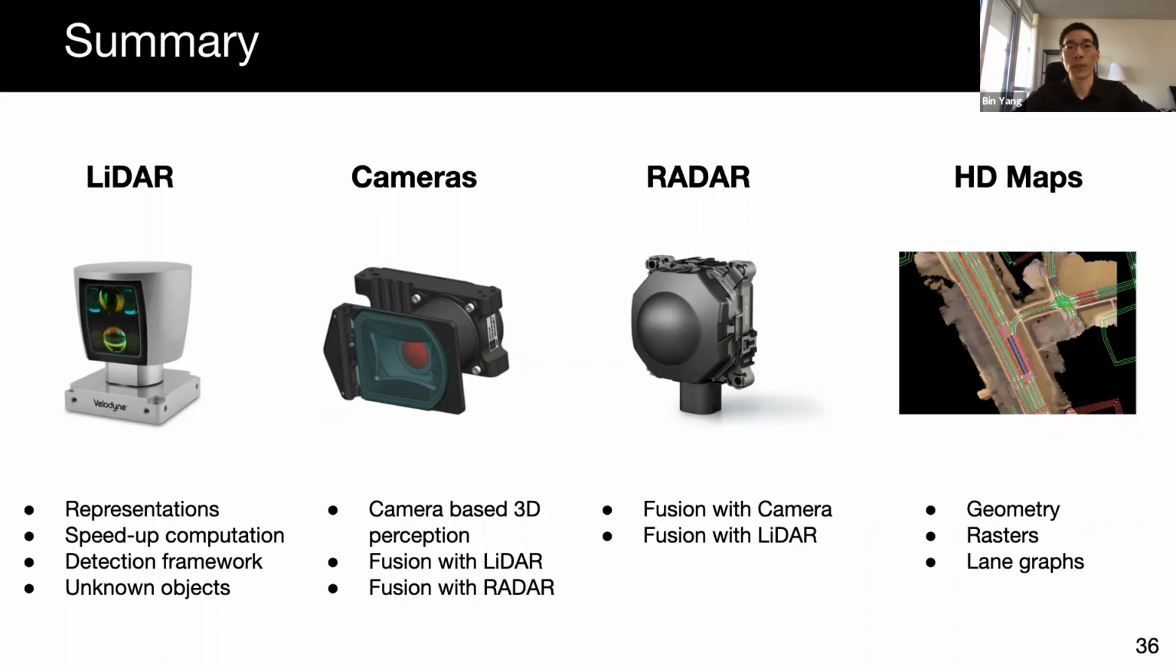This brings us to the end of our session. Today, we have reviewed several techniques for 3D perception from 3 different sensors, as well as HD maps. We have also discussed the different input representations, detection frameworks, and sensor fusion mechanisms. Moreover, we have briefly touched on how to speed up computation and handle objects from unknown classes.